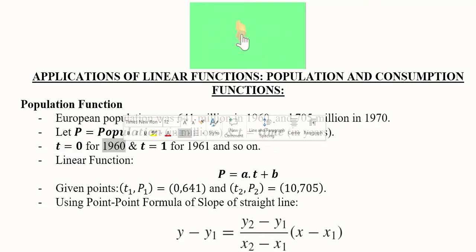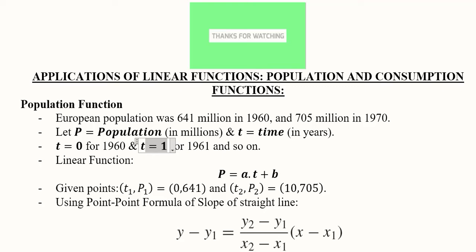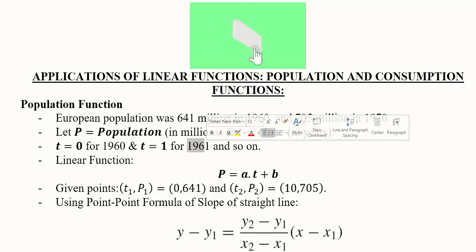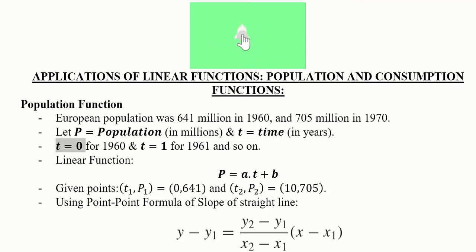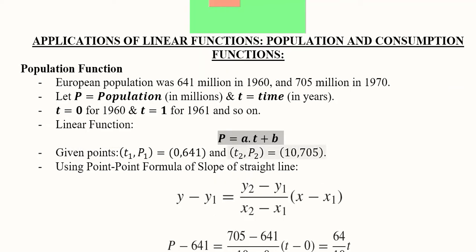If we start from now, that is time is equal to 0, the current point in time, which is considered to be 1960 here, and then T is equal to 1, that is after 1 year, that is 1961. So this is how the time can be represented with the help of integers, from 0, 1 and so on. Then the linear function is this, as we know the slope intercept form: P equals A T plus B. A is the coefficient of T, which is also the slope, and B is the constant or the intercept.